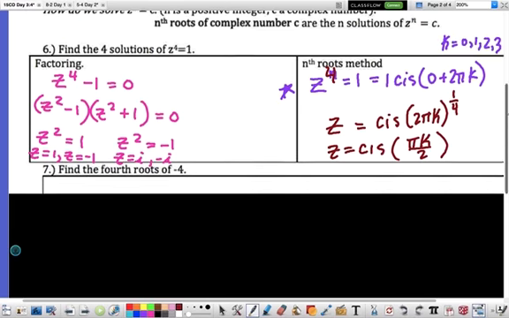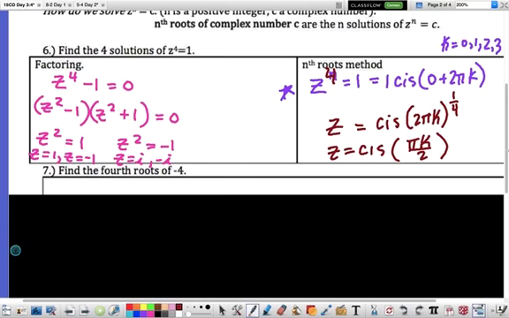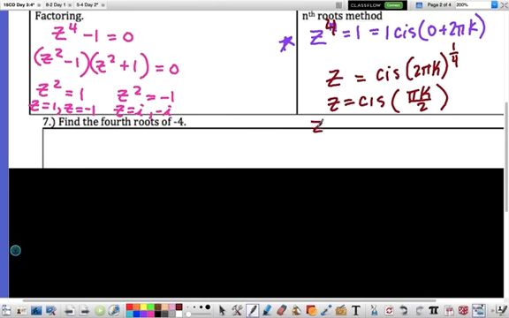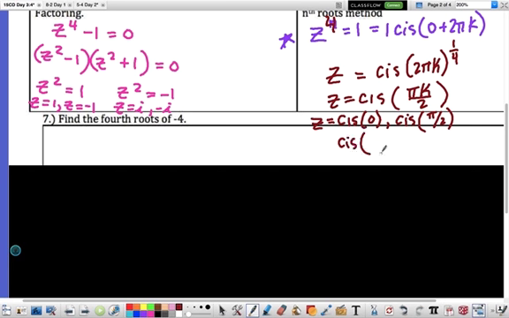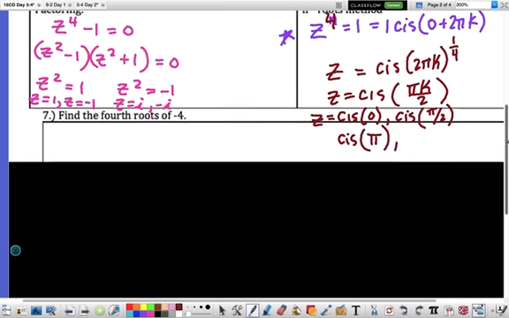All right. And I'm going to evaluate that for 0, 1, 2, and 3. Z equals, if I plug in 0, pi times 0 over 2, so that's 0, cis of 0. If I substitute in 1, cis, let's see, 1 times pi over 2, so that's pi over 2. If I substitute in 2, the 2 cancels, so I get pi. If I substitute in 3, cis of 3 pi over 2.